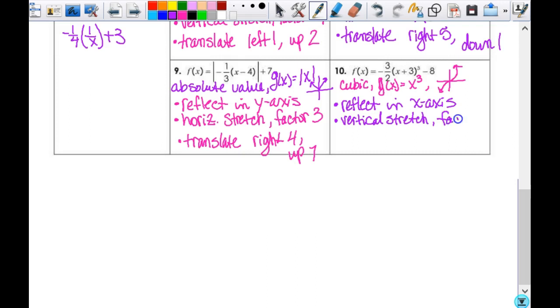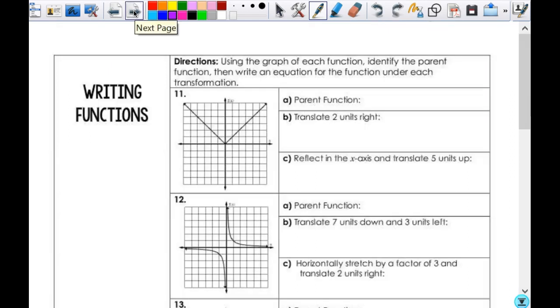And the factor is what? 3/2. And then I'm going to translate left 3 down 8. Okay? Everybody good? Any questions at all? Awesome. All right. On the back here, it says using the graph of each function, identify the parent function, then write an equation for the function under each transformation.